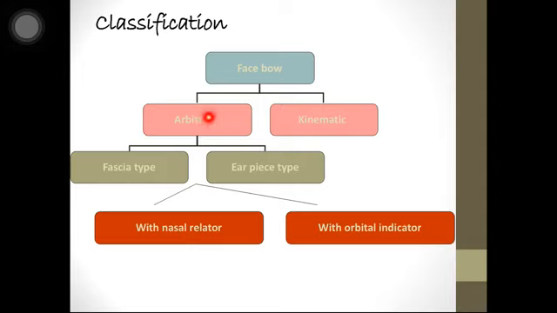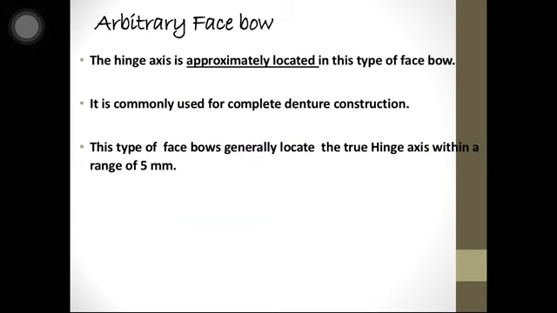arbitrary face bow, either the external auditory meatus or a specific point which is along the external auditory meatus is recorded for every patient. The same point is used for every patient, but in kinematic face bow, the exact opening axis of that patient is recorded. In arbitrary face bow, the hinge axis is approximately located, and it is commonly used for complete denture constructions.